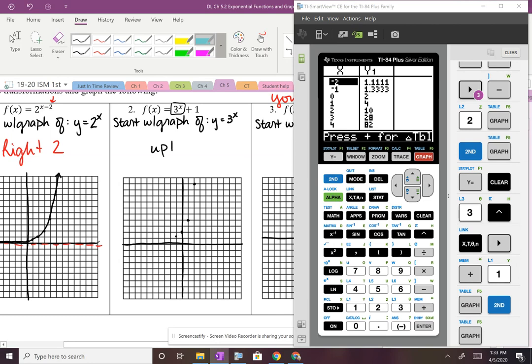I know that I'm going to get closer and closer, but never touch or cross 1 here, because that plus 1 took that asymptote of y equals 0 and shifted it up 1. So I know for sure my asymptote and the entire graph has shifted up 1. So in this case, I have an asymptote at y equals 1. And the graph will never fall below or touch 1.